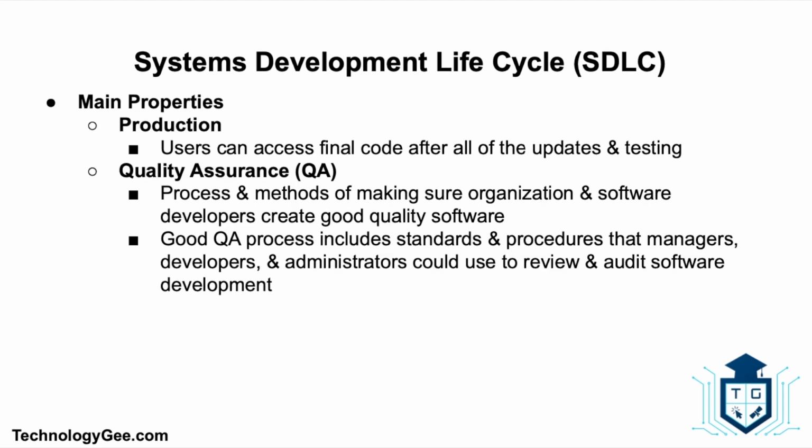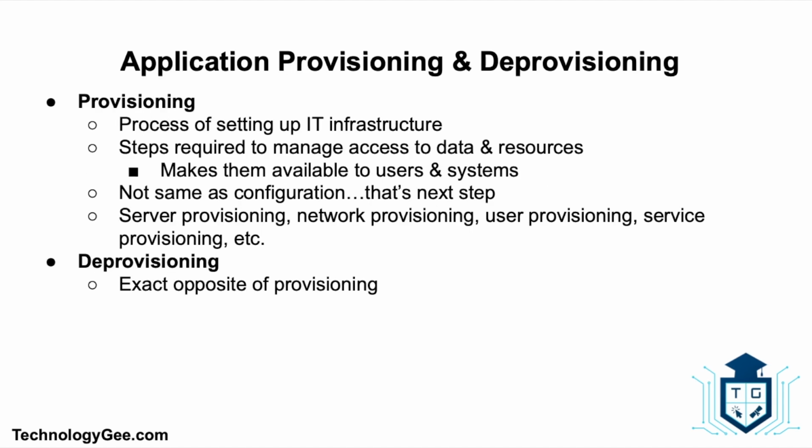Then we have the production environment, and this environment is where users can access the final code after all of the updates and testing. And then you have quality assurance, and this is the process and methods of making sure that an organization and software developers create good quality software. A good quality assurance process should include standards and procedures that managers, developers, and administrators could use to review and audit software developments. And finally, we have application provisioning and deprovisioning.